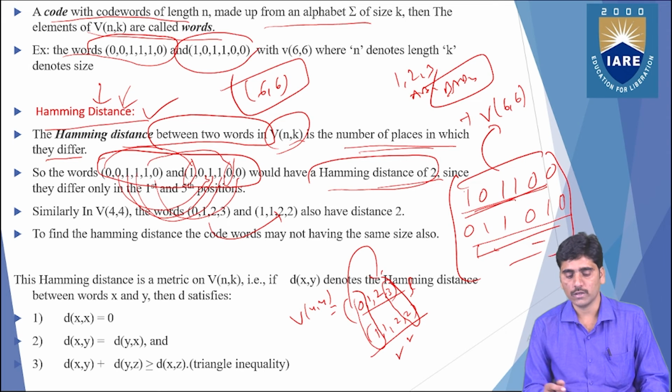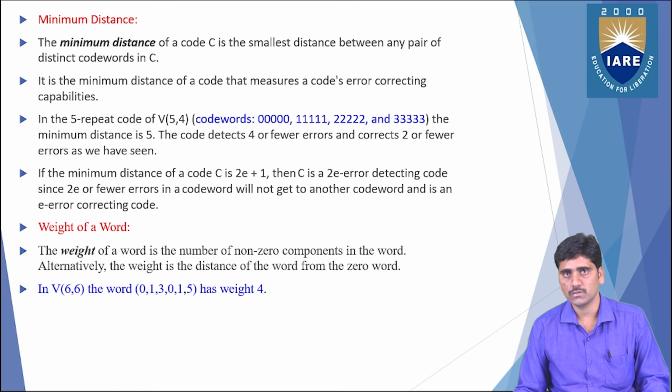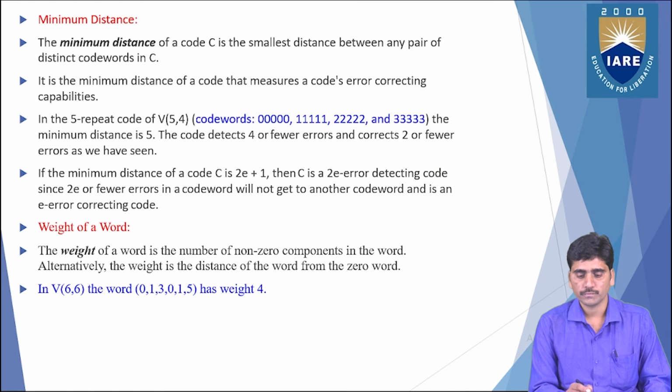So from these two examples, we know that Hamming distance is nothing but the number of places they differ from the given code word. And similarly, we are going to find the minimum distance.